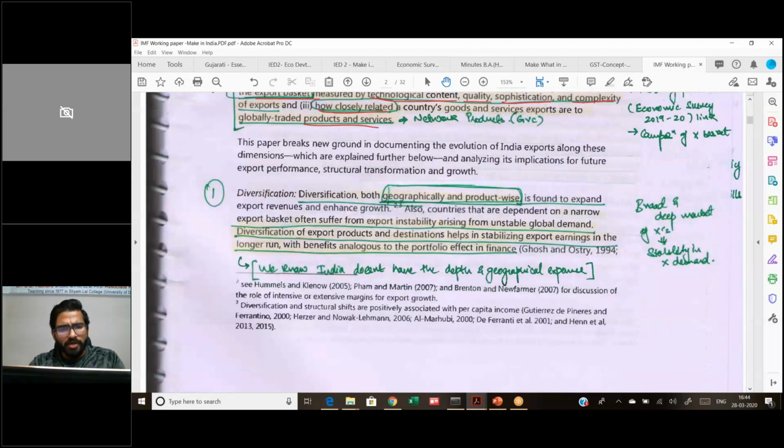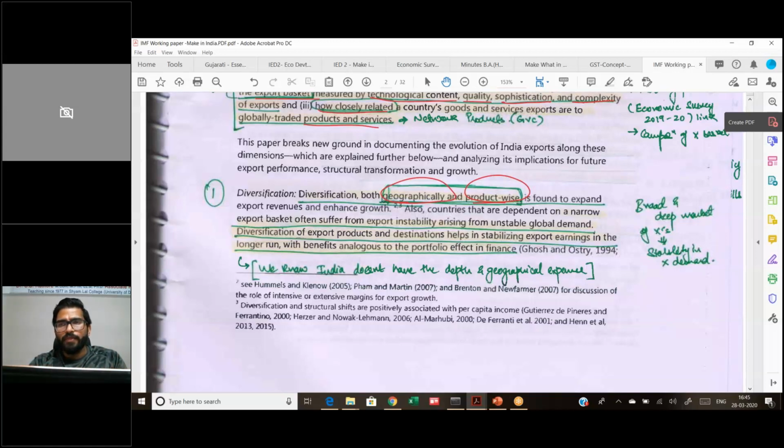Now, just to break the ice, what diversification is. When we talk about diversification, diversification will mean both geographic diversification and product-wise diversification. The reason that diversification is extremely important is that when you are a diversified economy in terms of your export market, both in terms of your products and in terms of the countries that you're exporting to, then your exports are not unstable.